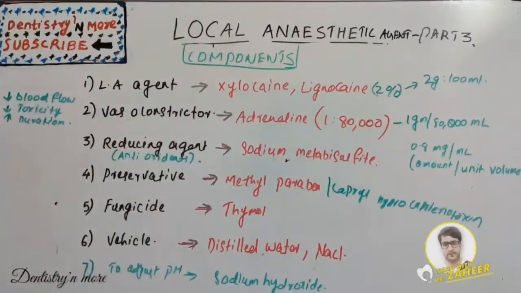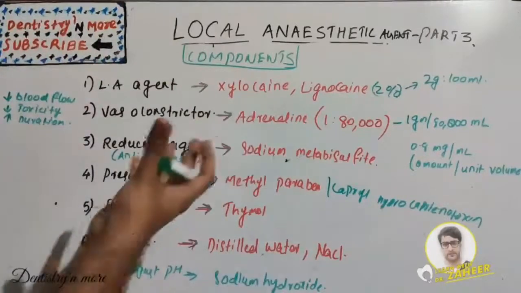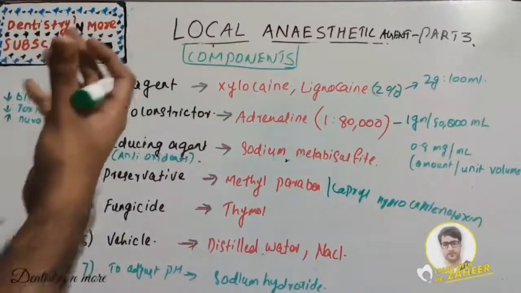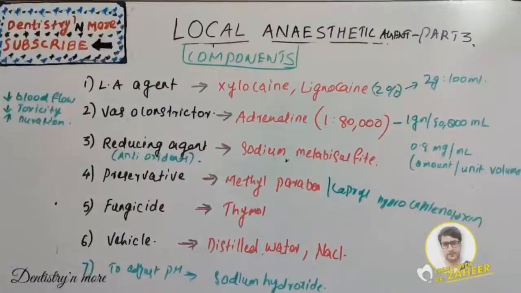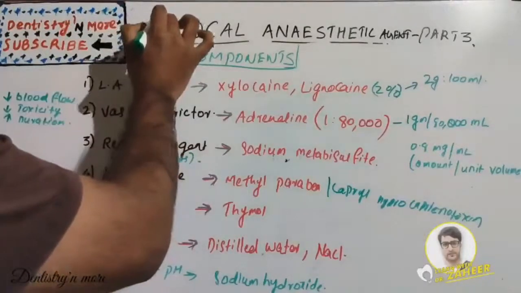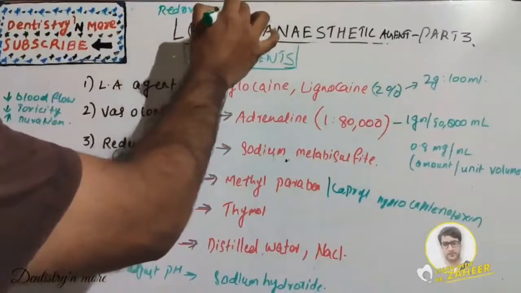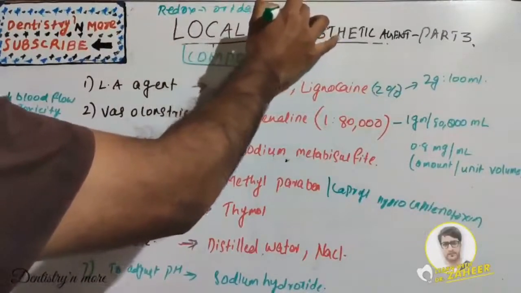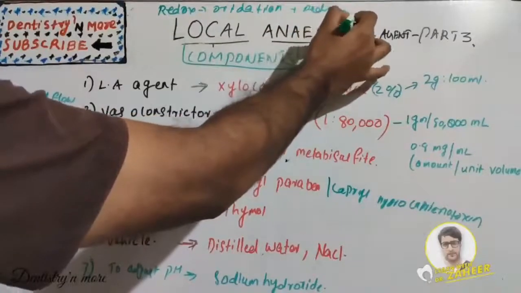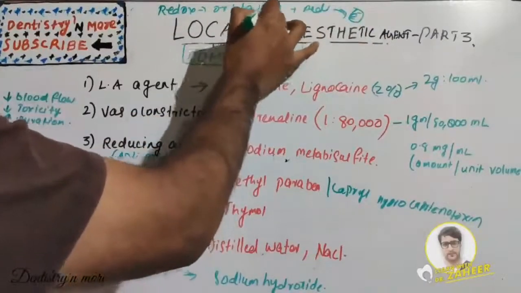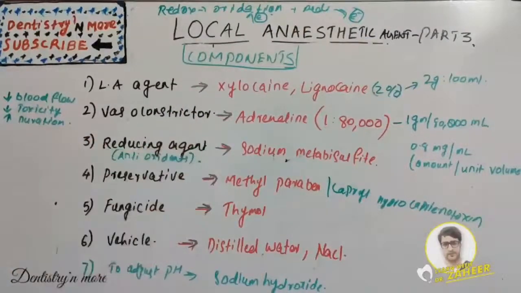Reducing agents are compounds which donate electrons, because it is a very highly reactive compound, and become oxidized, and oxidizing agents accept electrons and become reduced. Hope you all remember the redox reaction, the oxidation and reduction. So reducing agent, we add this to increase the shelf life, because this will compete for available oxygen. Oxygen is very bad for this vasoconstrictor.